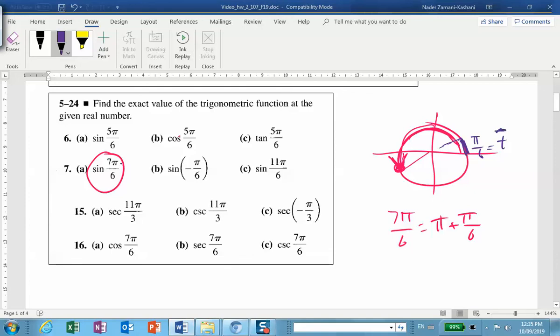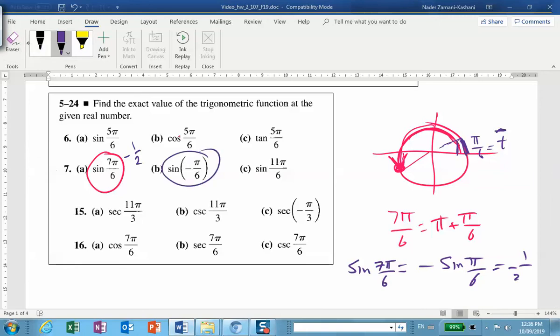Okay, so the sine of this is negative of the reference angle. So sine of 7 pi over 6 is negative of sine of pi over 6. And sine of pi over 6, we know what it is, 1/2. It's minus 1/2. Okay? This fellow, let's see where it takes us. Minus pi over 6. Let me erase these things.